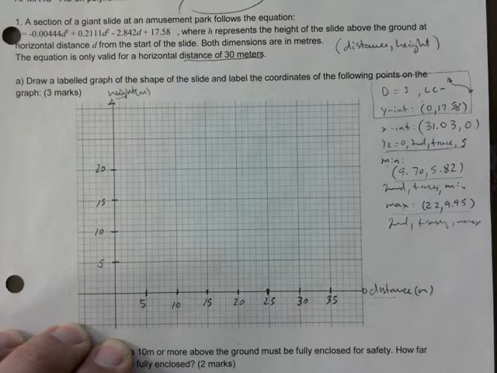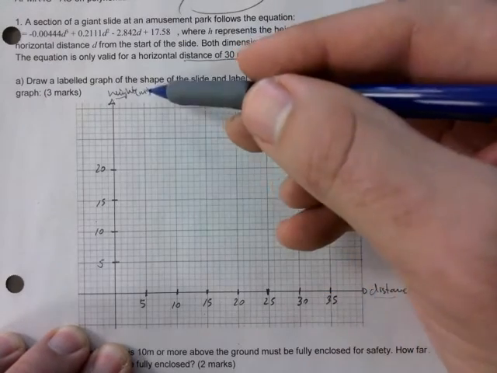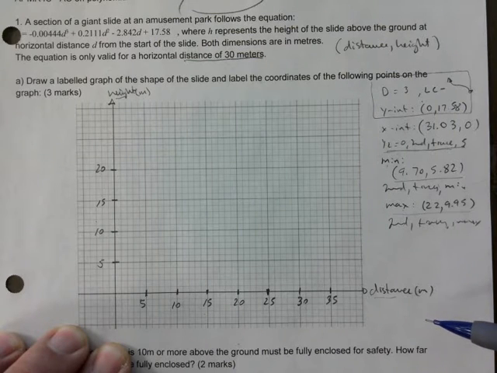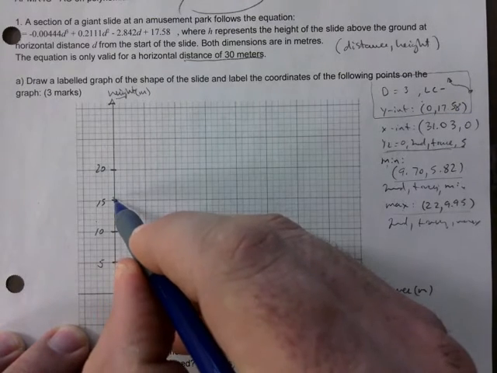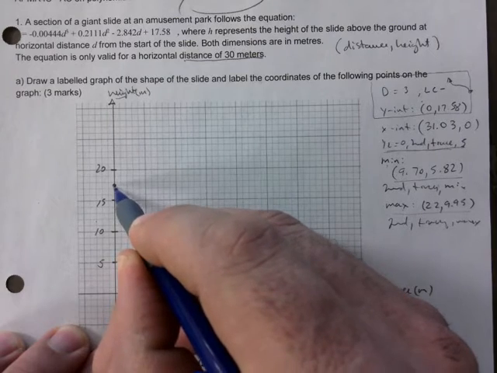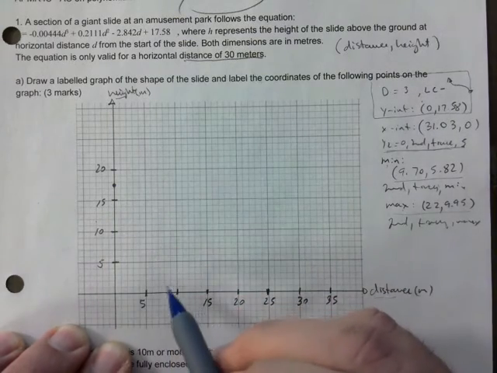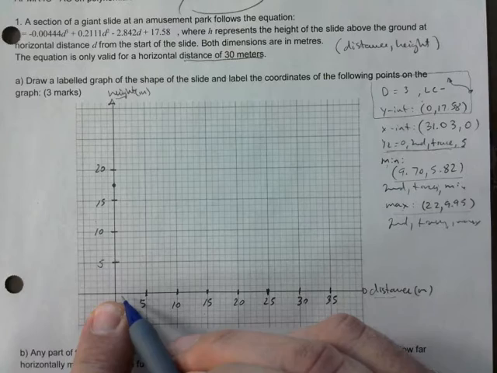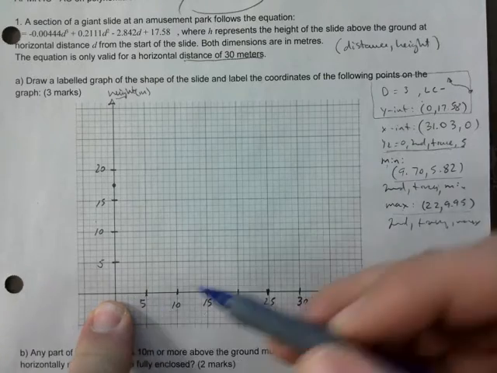Okay, so if the scale is wrong, you'd lose a full mark, right? If you didn't label, even if you forgot your units, you lose half a mark. Okay, and so now I'm going to proceed with the graphing part. So the y-intercept is 17.58, so somewhere in there. And then I have my x-intercept. There's a trick here, right? That you read this part.